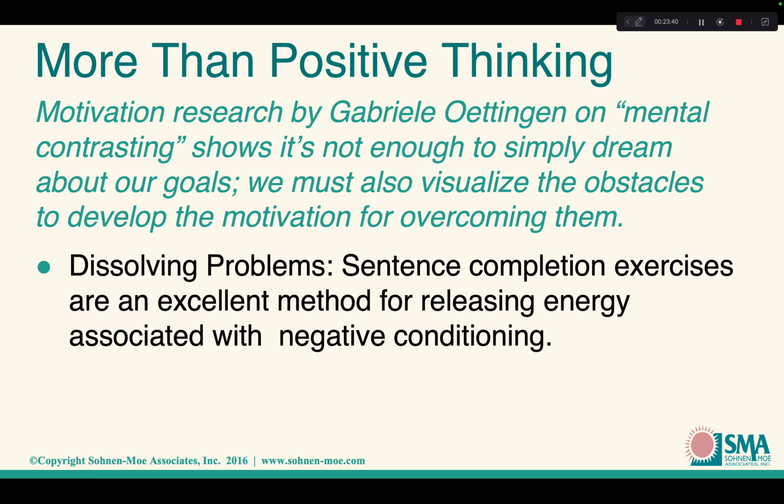So think about obstacles. Maybe you don't have good credit. Well, you need to fix that and then eventually build your credit back up and so on. So that's just something that has to happen. You have to get over those obstacles to achieve your goals. Solving problems, all right? So you can have sentence completion exercises. That's an excellent method for releasing energy, right? Associated with negative conditioning.